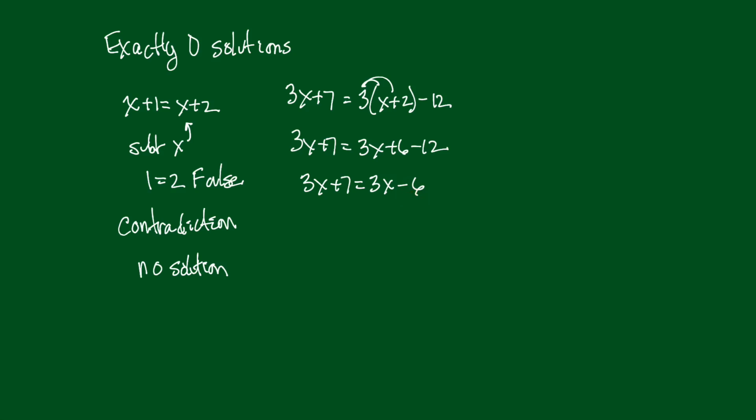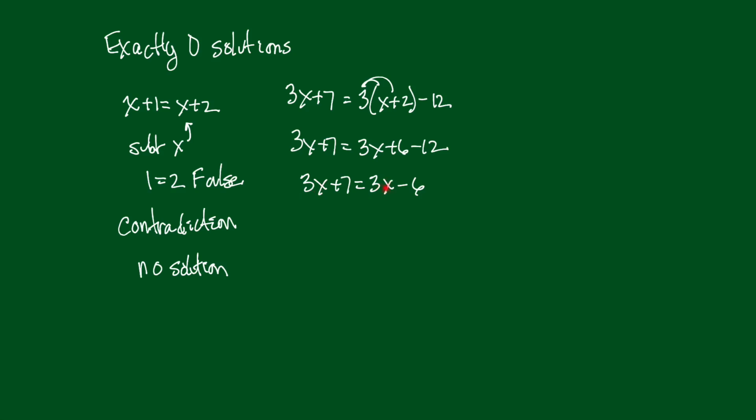Let's just solve it, just to be sure. See what happens when we solve this. Well, you can probably see it already. You've got 3x on this side, 3x on this side. You've got x's on both sides. Choose a side. Doesn't matter. Suppose you choose the left side.